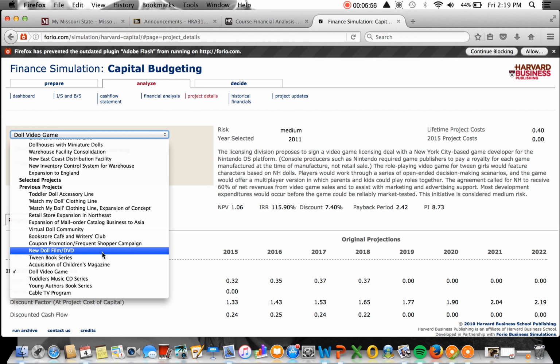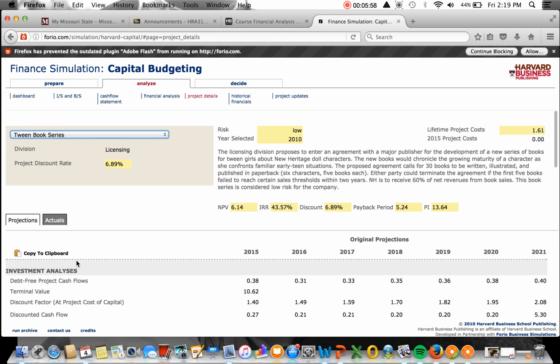Then we're going to look at the Tween book series. So this is also a division of licensing. The project discount rate is 6.89%. The risk is low, so that's a good thing. The payback period is 5.24, which is okay. It's not too high, but it's not super low. It's not like 2 years.